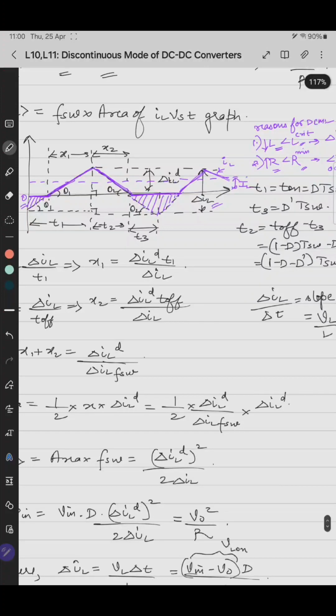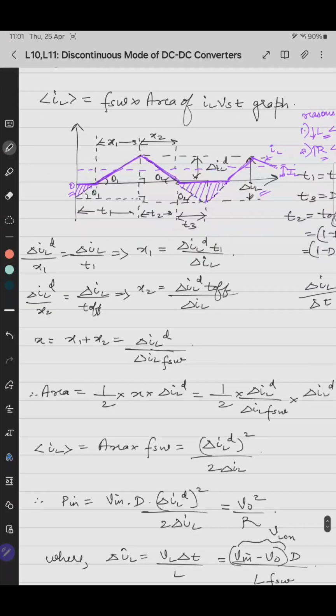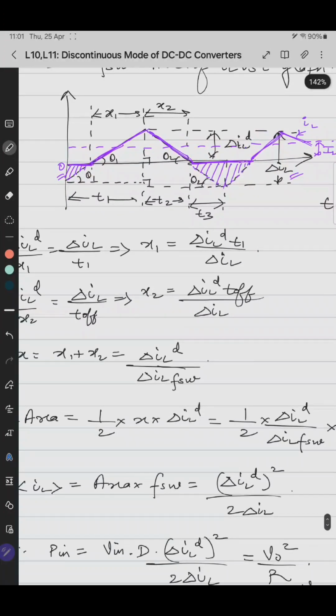So let's find the average value of IL. Here the average value of IL is the average value of this triangle. Which triangle? This above triangle, not the clipped off one. So in this waveform you can see x1 and x2, and here you can see this angle theta1 and this is theta2. This part is delta IL of D, that is in the discontinuous conduction mode, and this whole is delta IL from here till here.